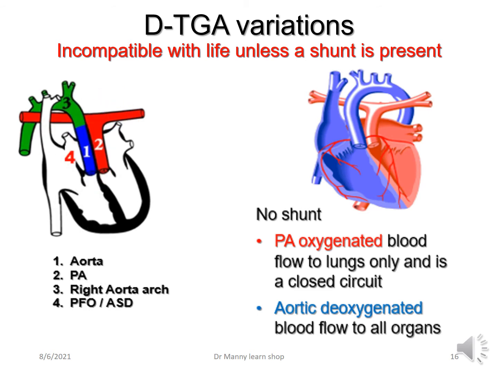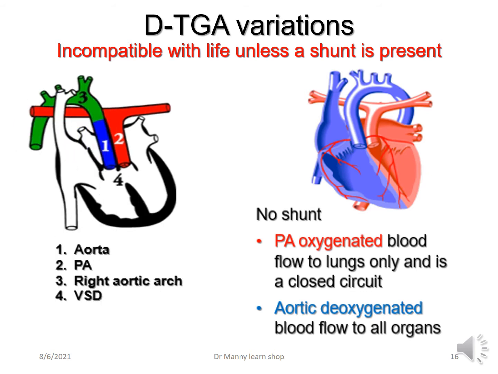Then you've got the aorta and the pulmonary artery with a patent foramen ovale, which essentially is an atrial septal defect. In this variation, you've got a right aortic arch. Then you've got another variation where you've got the aorta, pulmonary artery, right aortic arch, and a ventricular septal defect. So there's still some admixture of oxygenated and deoxygenated blood. Still compatible with life.